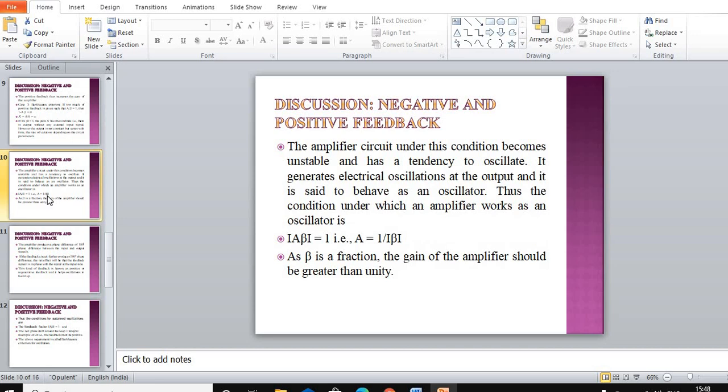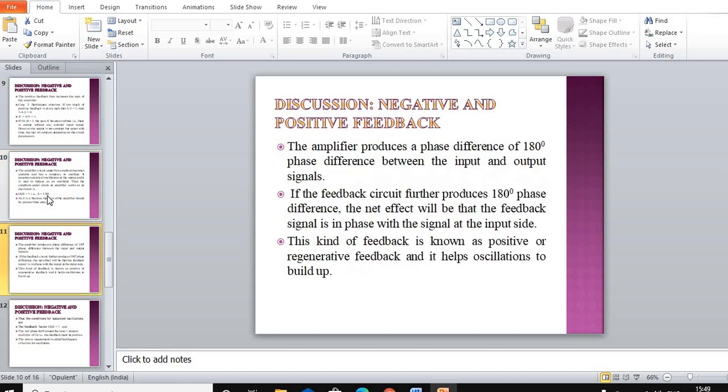The amplifier circuit under this condition becomes unstable and has a tendency to oscillate. It generates electrical oscillations at the output and it is said to behave as an oscillator. Thus, the condition under which an amplifier works as an oscillator is modulus of A beta is equal to 1. That is, A equal to 1 by modulus of beta. As beta is a fraction, the gain of the amplifier should be greater than unity.